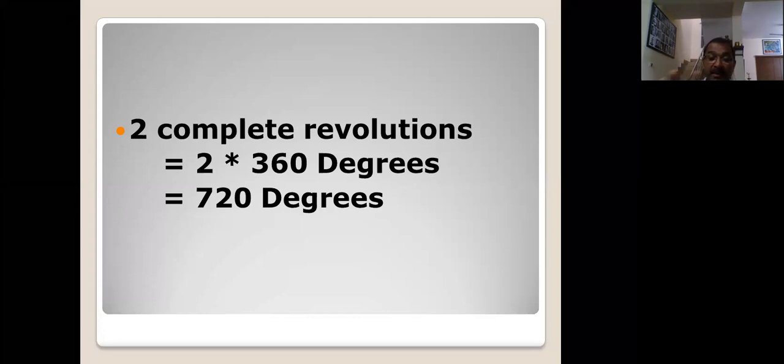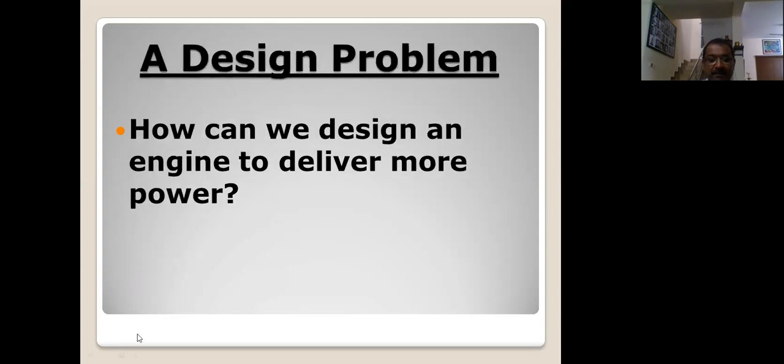Here we have two circles. So two complete revolutions means 720 degrees. It's very simple. I think you didn't get my question correctly. So one complete cycle of our heat engine operation is 720 degrees, two complete revolutions. We need it at a later stage, so keep this in mind.